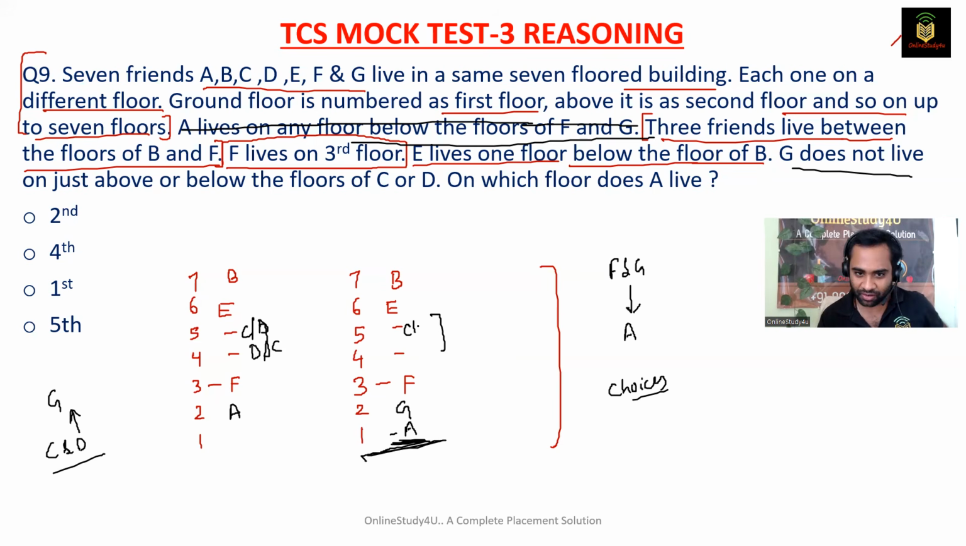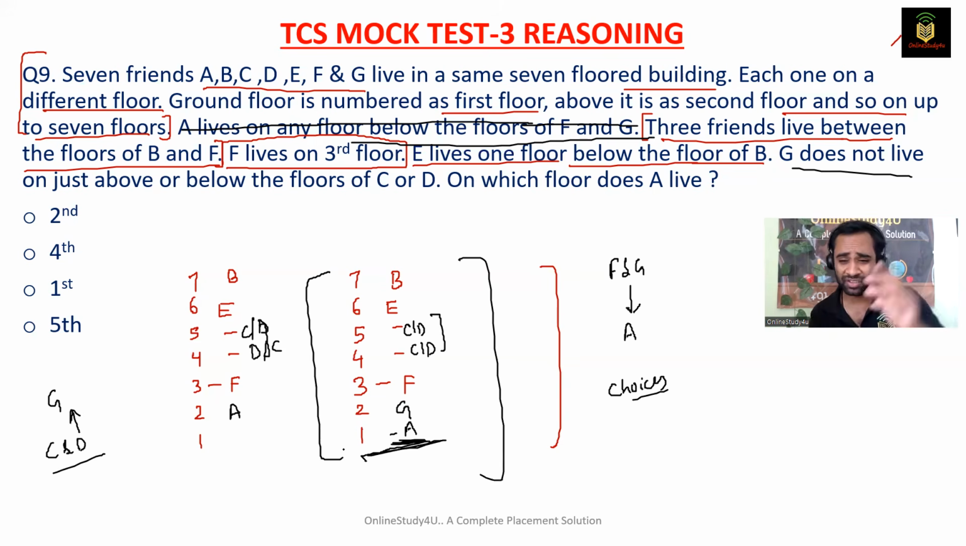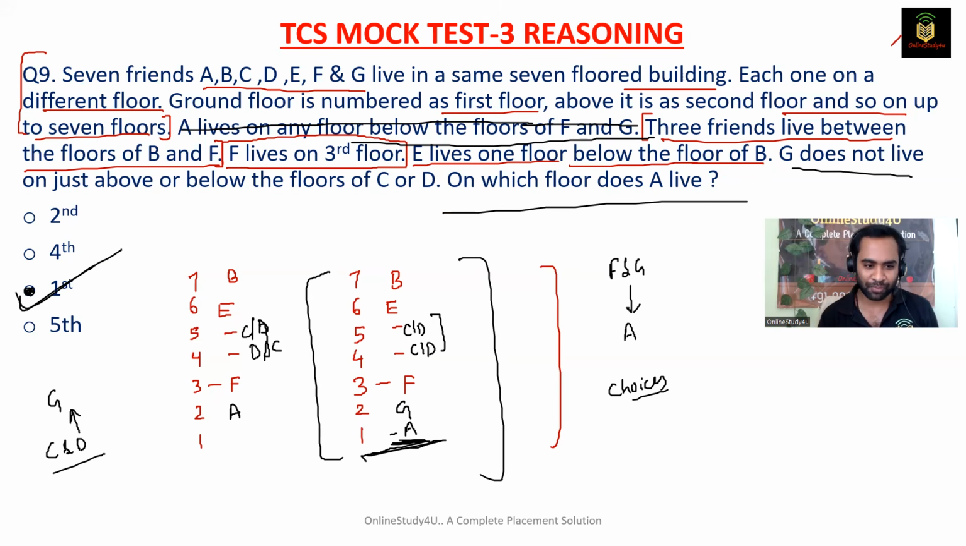So here C or D, here C or D, right? Now this is the correct puzzle diagram. This is a very good question. So what they're asking: on which floor does A live? A will be living on the first floor.